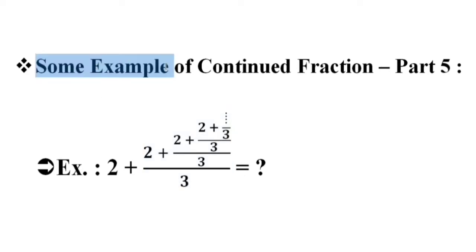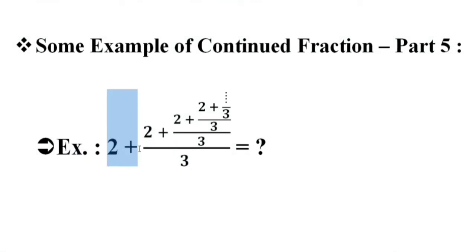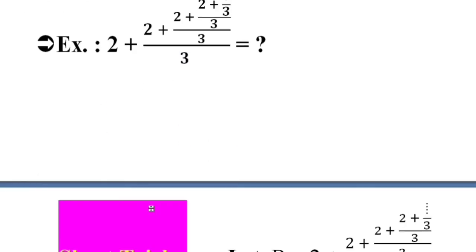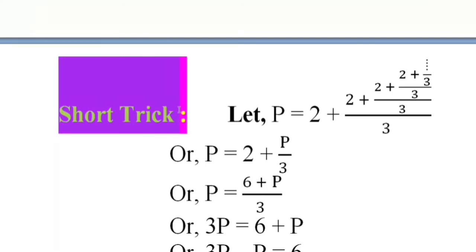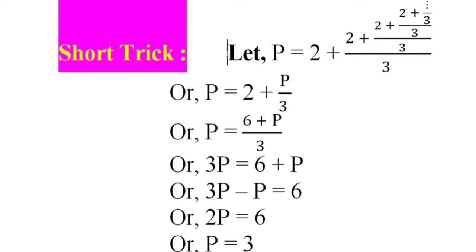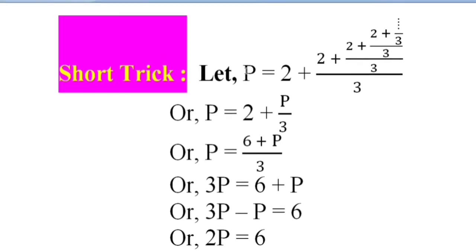Some examples of continued fraction, part 5. Example: 2 plus this problem equals what? Short trick: let P equal 2 plus this problem, or P equals 2 plus P by 3. This is the P formation.